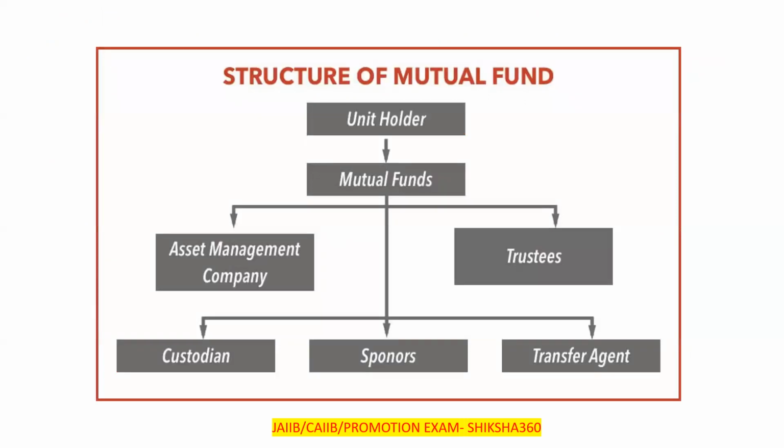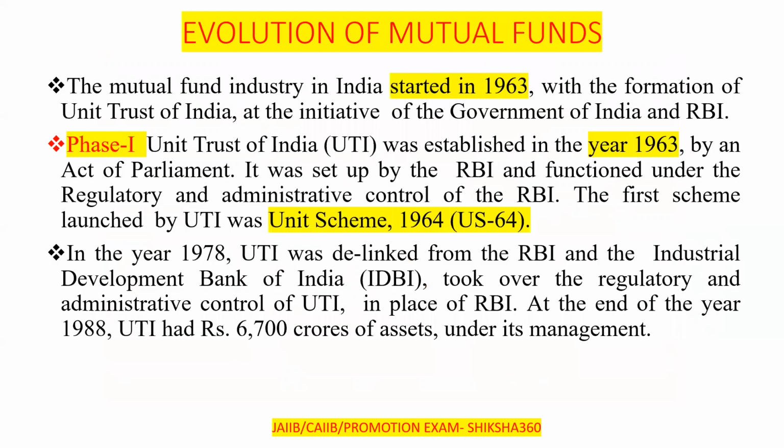Next point. So what is the structure of the mutual fund? Clear? We have discussed in brief regarding all these things. First of all, unit holders, then mutual funds, which have an asset management company, trustees or sponsors, and further the custodian and transfer agent. We have already discussed who the unit holders are, what the asset management company, trustees, custodians and sponsors are.